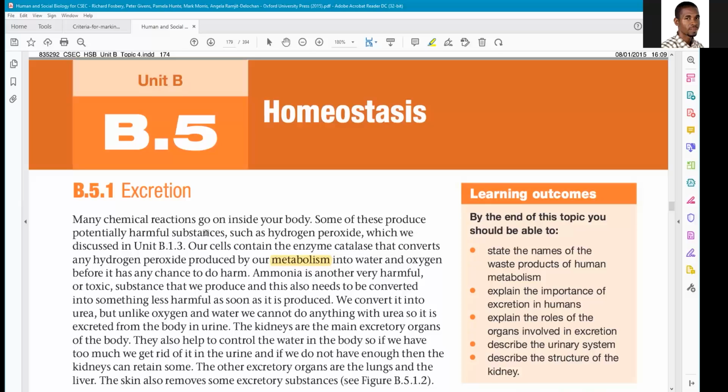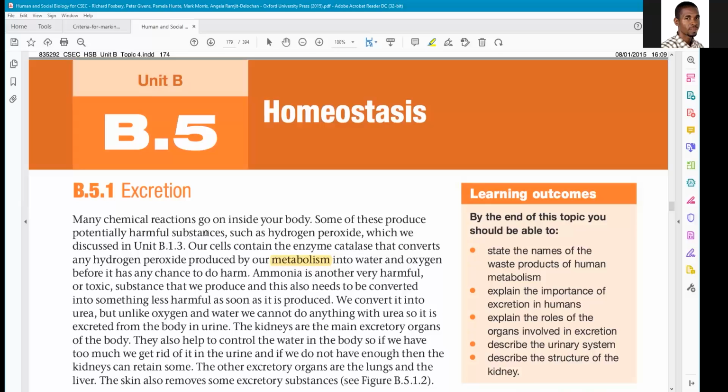Your cells contain the enzyme catalase that converts any hydrogen peroxide produced by our metabolism into water and oxygen before it has any chance to do harm. When you put hydrogen peroxide on a wound, you see some bubbles being produced, you see it frothing. Those bubbles are oxygen, released when the hydrogen peroxide comes into contact with catalase, an enzyme that is present in all living organisms. So if you do it on any other organism, you should get a similar reaction.